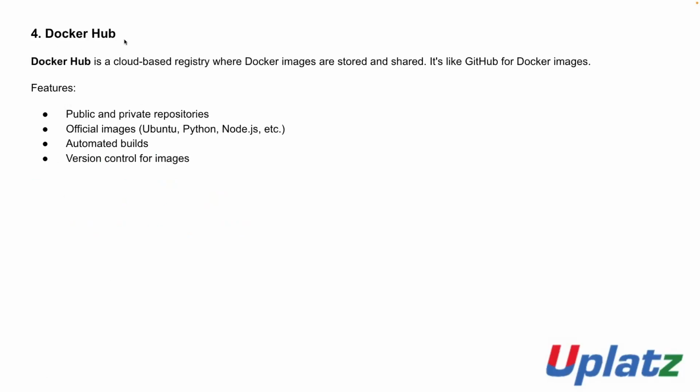Number four, Docker Hub. Docker Hub is a cloud-based registry where Docker images are stored and shared. It's like GitHub for Docker images. Features: public and private repositories, official images like Ubuntu, Python, Node.js, etc., automated builds, and version control for images.